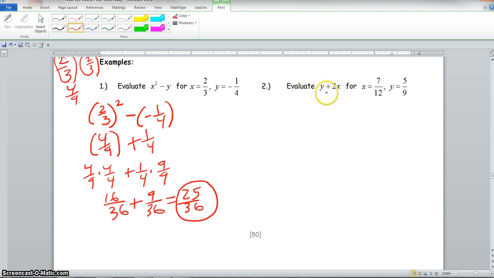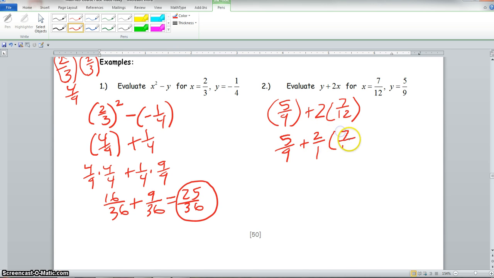Now we come to number 2. We have y plus 2x. We'll substitute in 5/9 for y, plus 2 times, and we'll substitute in 7/12 for x. Now inside the parentheses, we can't do anything. But here we have multiplication and addition. We know we will multiply first. So this 5/9 will come out of the parentheses, plus we'll make this 2 a 2 over 1 times 7 over 12. So we have 5/9 plus 2 times 7 is 14 all over 12.